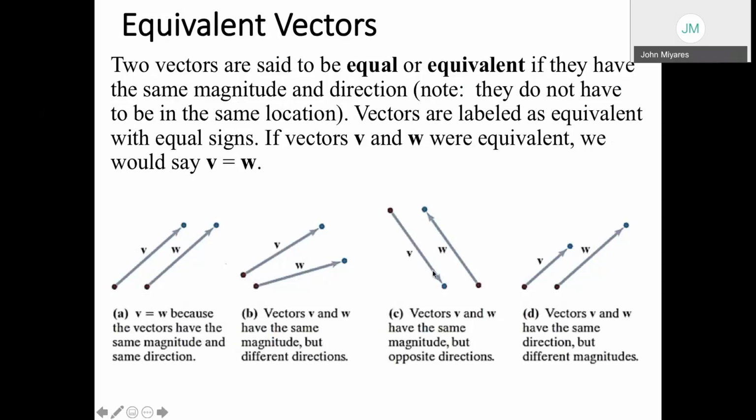In picture C, vectors v and w have the same magnitude, but they are headed in opposite directions. We could call these vectors parallel, but we will not say that they are equal. Finally, in picture D, we see a case where vectors v and w are pointed in the same direction so that they are parallel, but they have different magnitudes. So they are not going to be equal.